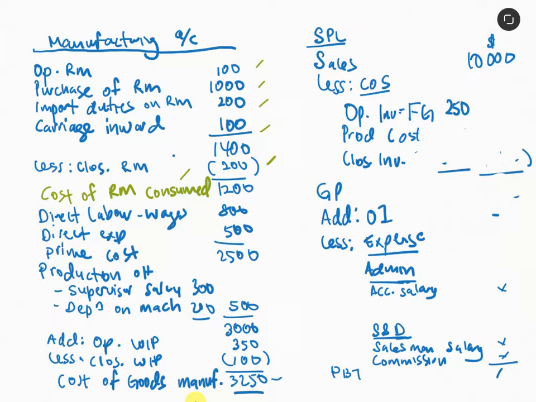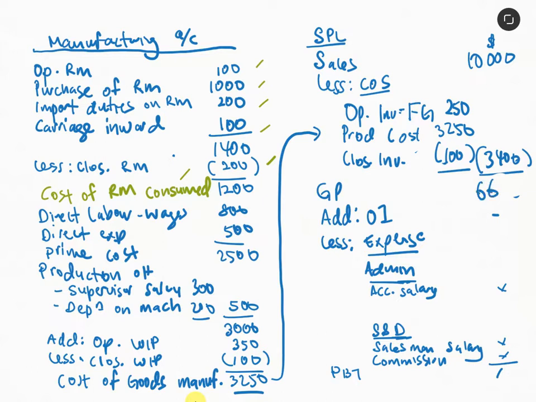How much did it cost me to produce? 3,250. So the production cost is 3,250. And at the end of the day, I still got left 100 closing finished goods, tables and chairs. So 3,400. I have 6,600 as my gross profit from selling tables and chairs. Add other income, assuming 0. Less expenses. Now we have 2 categories. Your expenses you categorize into admin costs and selling and distribution costs. Okay, you got your profit before tax, profit after tax.